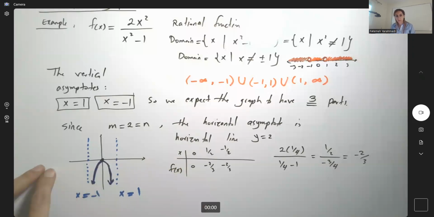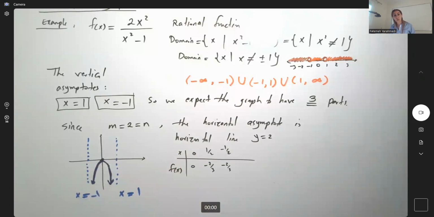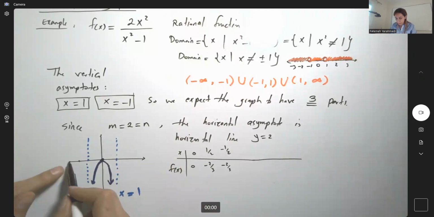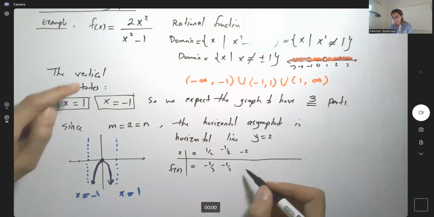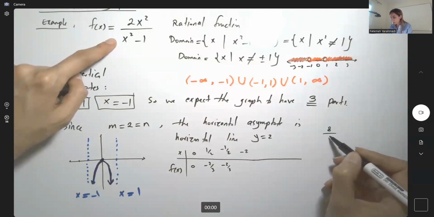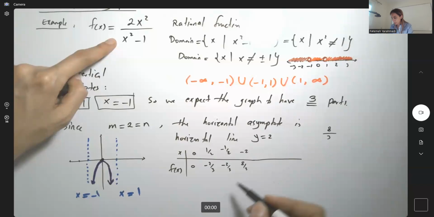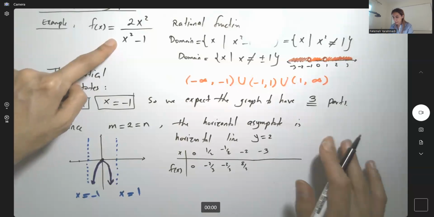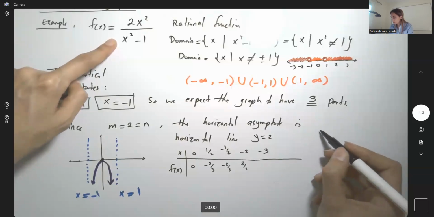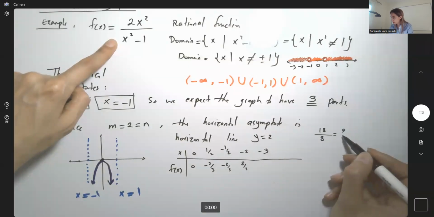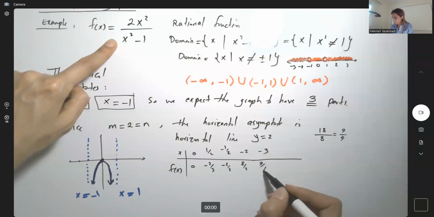Now we need to plug in some values from left, plug in some values from right, and do the point plotting here. So if I plug in, for example, -2, then -3, let's see. -2, so I get 2 times 4, 8, divided by 4 minus 1, 3, 8/3. If I plug in -3, then what happens? -3, I get 2 times 9, 18, divided by 9 minus 1, 8. So I get 9 divided by 4.